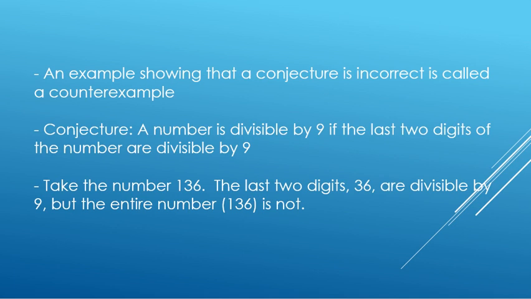As a quick recap, maybe going back a few years for some folks, the nice easy way that you can tell if a number is divisible by 9 is if the sum of the digits in that number is divisible by 9. So if you add up the digits in 136, you get 6 plus 3 plus 1, which is 10. 10 is not divisible by 9.